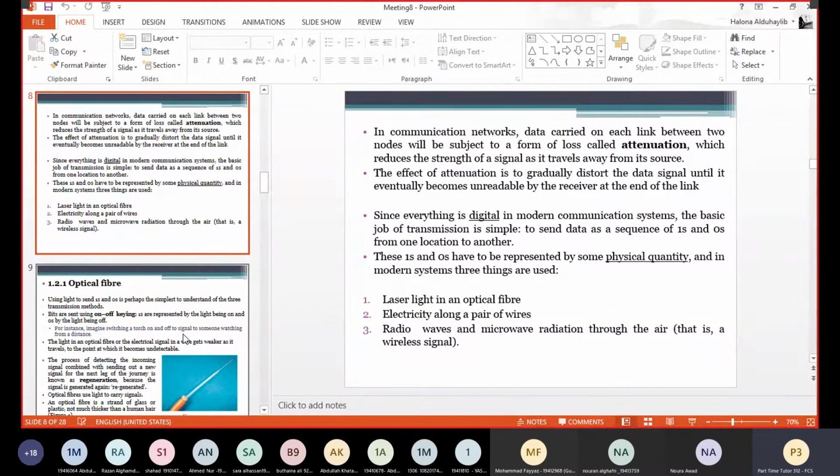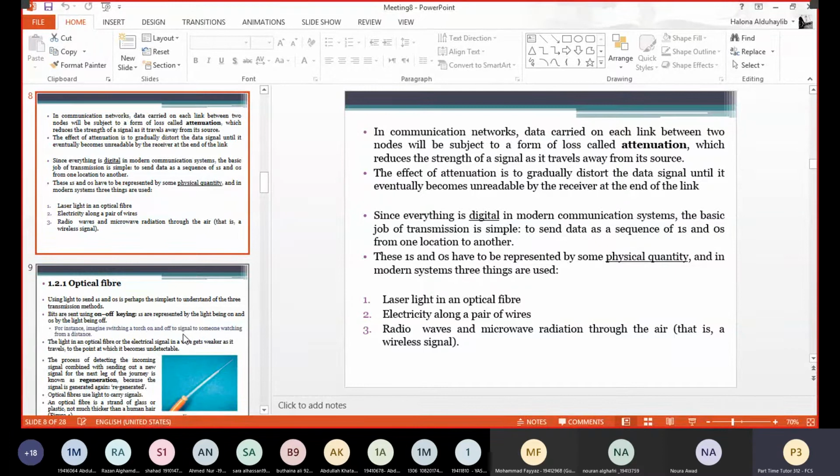Because it has some characteristics and we can represent it by physical quantity. And in modern systems, three things are used to send the data: either by using laser light in an optical fiber, or we send the 1s and 0s as electricity along a pair of wires, or we can send it as radio waves and microwave radiation through the air.